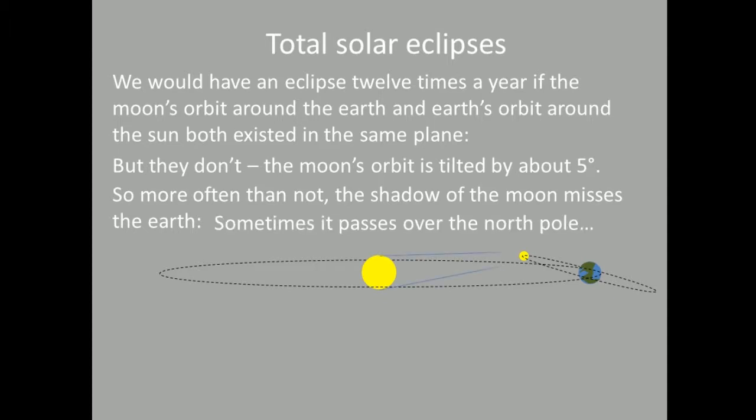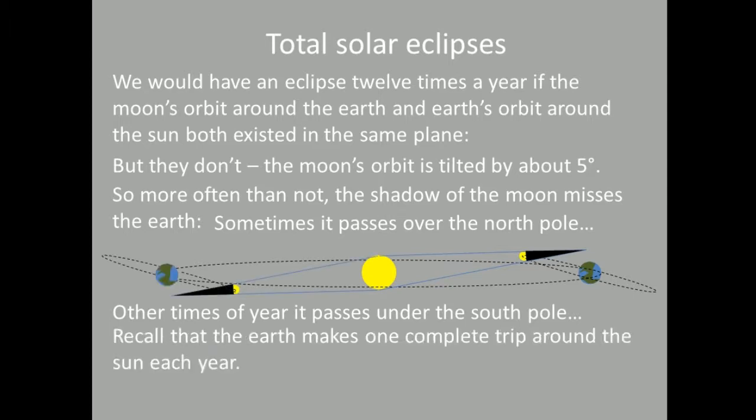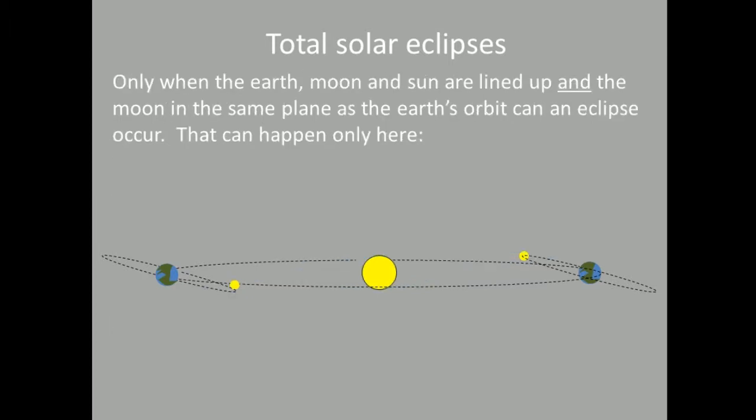Sometimes it passes over the North Pole. Other times of year it passes under the South Pole. Recall that the Earth makes one complete trip around the Sun each year. Only when the Earth, Moon, and Sun are lined up and the Moon is in the same plane as the Earth's orbit can an eclipse occur. That can happen only here and here.